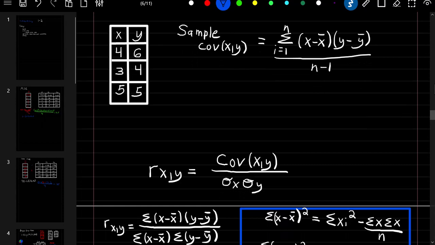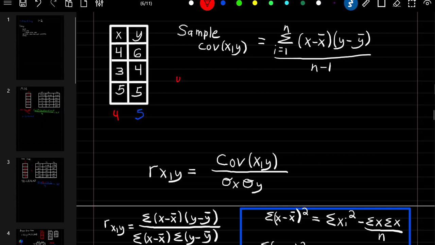Now the covariance of xy. So the sample covariance of xy is going to be equal to the summation of (x minus x bar) times (y minus y bar) over n minus 1. So we already found the mean of x to be equal to 4 and the mean of y to be equal to 5. So then it's just plug it in again.